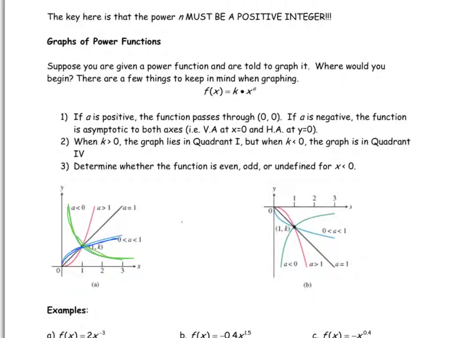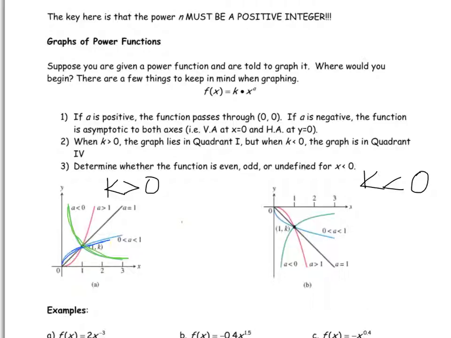Okay, now one of the things I need you all to realize is that it depends on your k value. I'm sorry, not your a value, I'm going to erase that. If your k is positive, so if k is greater than 0, it's in quadrant 1. If you're given a power function and your k value is less than 0, it's in quadrant 4. That's what it says here in step number 2.